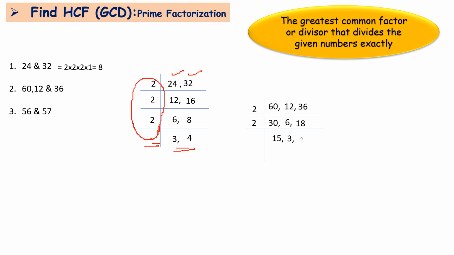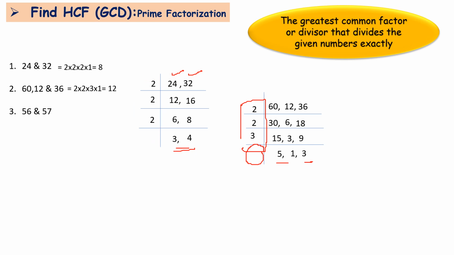So 2 times 15, 2 times 3 is 6, 2 times 9 is 18. Now here we can consider 3 as the factor, 3 times 5, 3 times 1, 3 times 3. And now here we won't have a number factor which will divide this number simultaneously. So we will stop here. So factors of 60, 12 and 36 are 2 into 2 into 3, that is 2 2s are 4, 4 3s are 12, and 1 obviously is a factor. 1 will be a factor common to all.